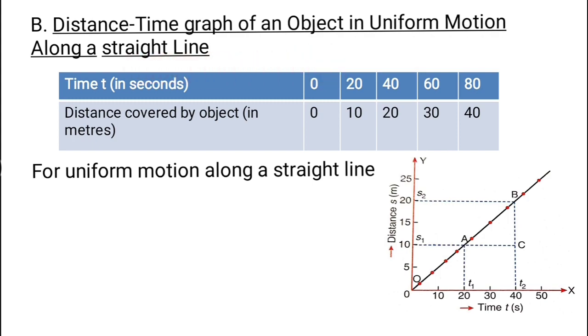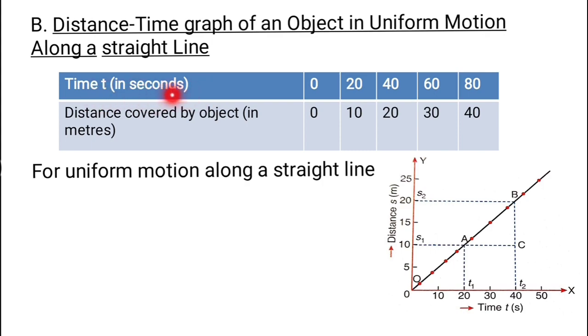Now students, you know what is uniform motion. An object is said to be in uniform motion if it covers equal distance in equal interval of time. As we have taken the situation here, let us see is this an example of uniform motion or not. So it is given in tabular form.